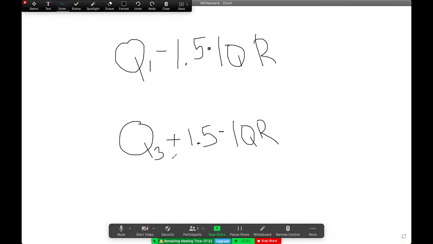So the lowest number is Q1 minus 1.5 times IQR, and the highest is Q3 plus 1.5 times IQR. No, this is times. I didn't mean to write it as a minus, but yeah, it's a multiplication. Thanks for bringing that up. That's basically how you find outliers.